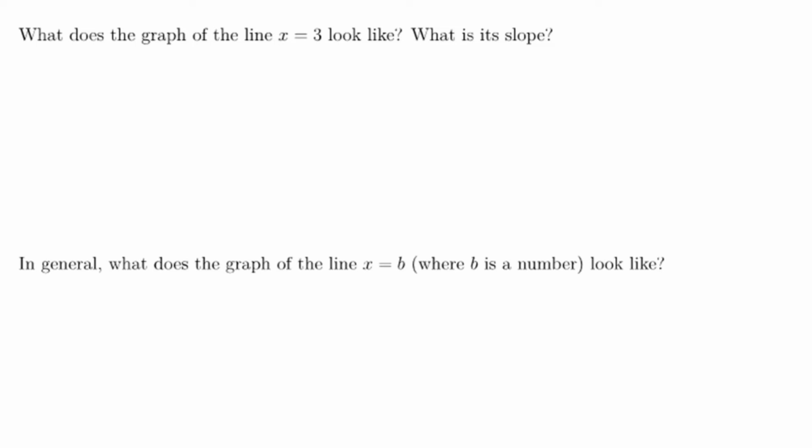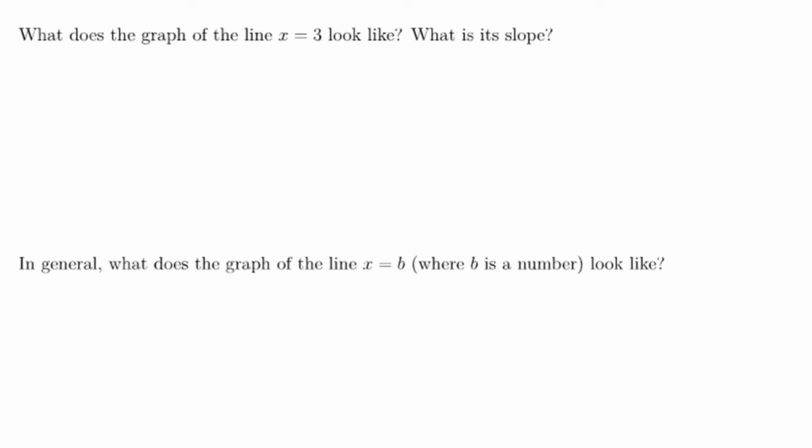In this video, we'll explore the graph of the line x equals 3. We'll also summarize the properties of the line x equals b, where b is a real number. To start, we're asked what does the graph of the line x equals 3 look like? We're also asked what is its slope?